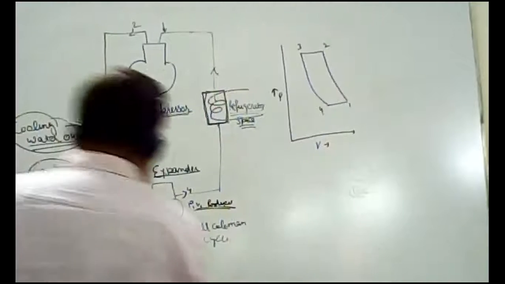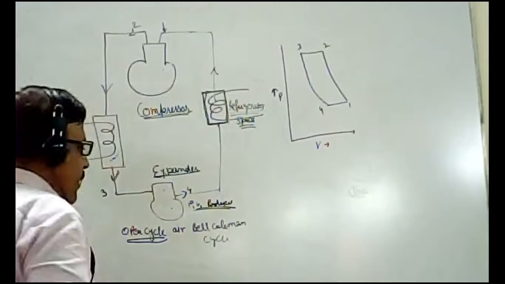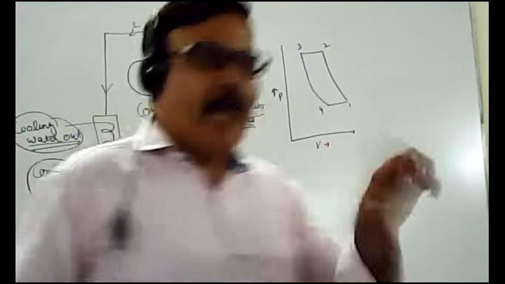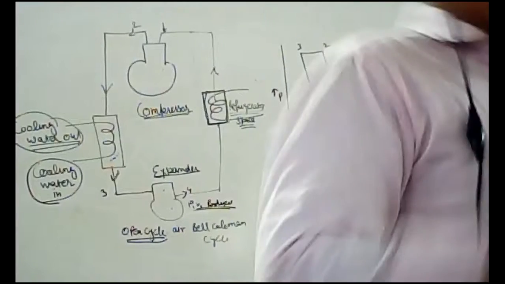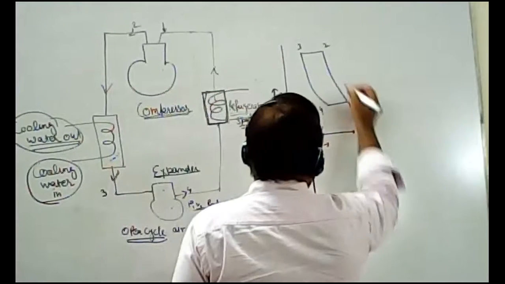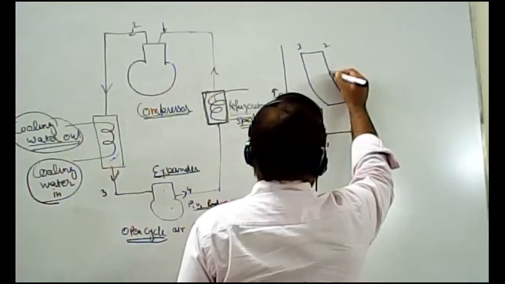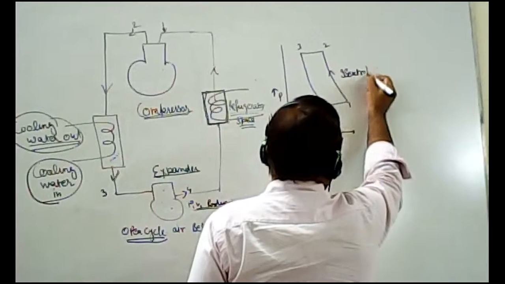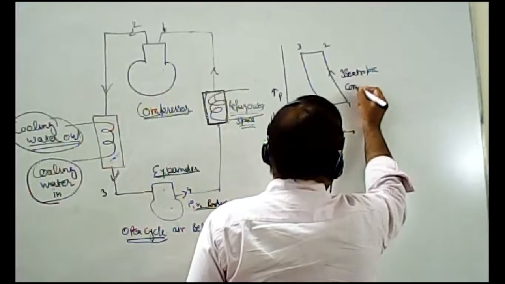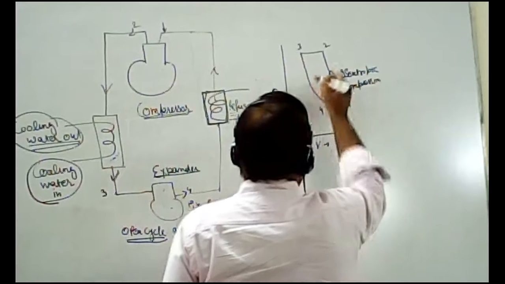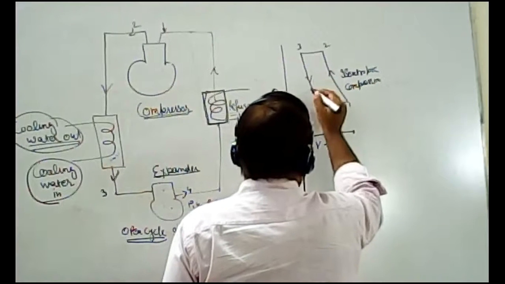So this is the open Bell-Coleman cycle, and if air is passing through the pipe, then that is called the closed Bell-Coleman cycle. Now look at the PV and TS diagrams. This is your PV diagram. 1 to 2 is isentropic compression. 3 to 4 is isentropic expansion.